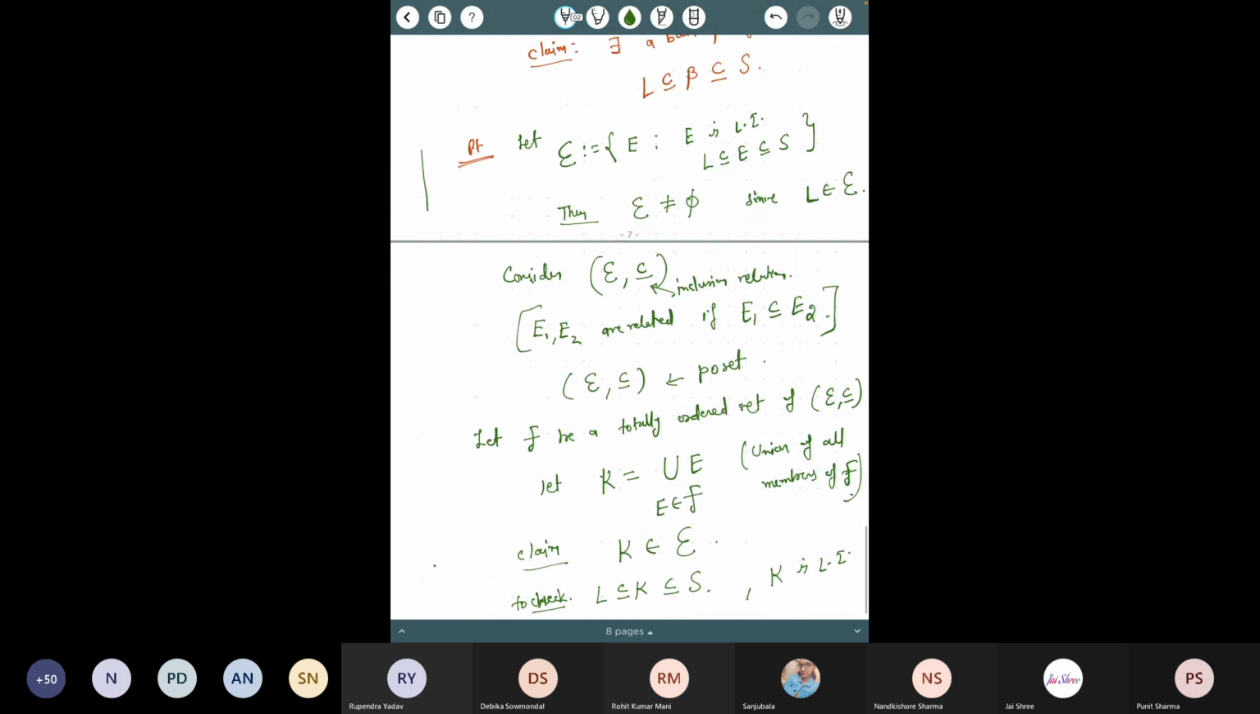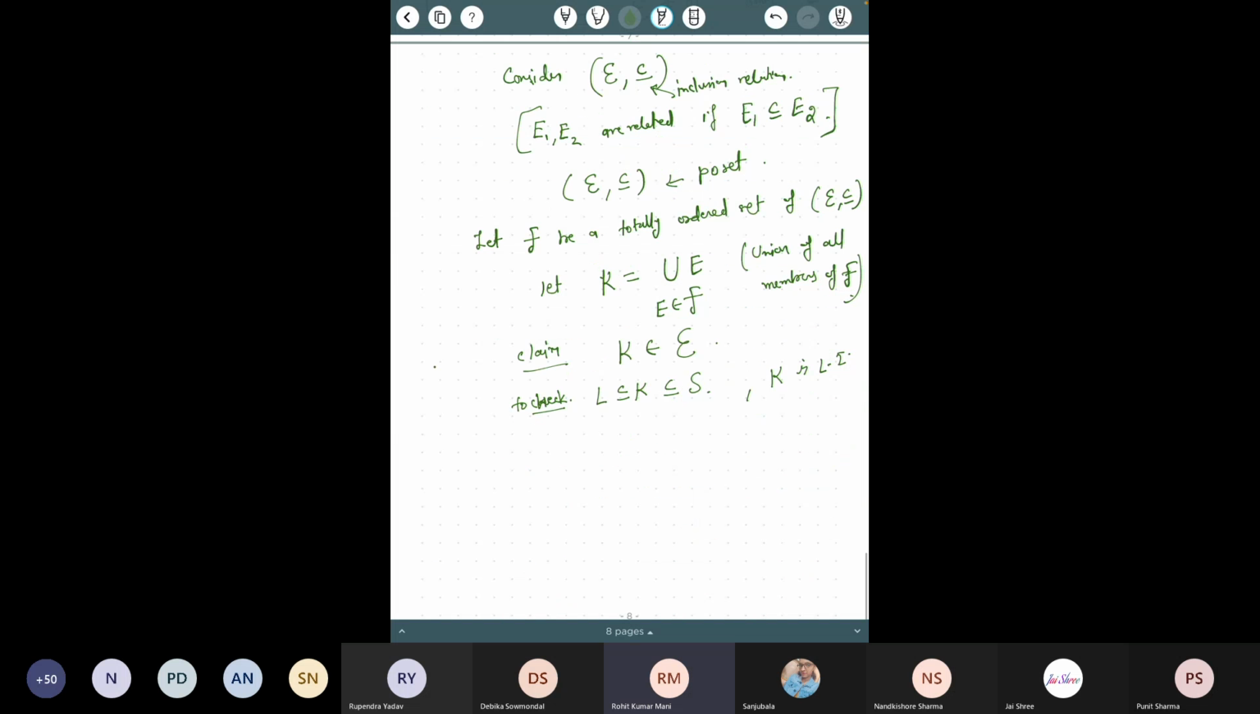First, tell me whether this is a poset or not. Yes, sir, this is a poset. Now, if I is a poset, I'm taking a totally ordered set. Totally ordered means every two elements are related. Okay, sir, got it.